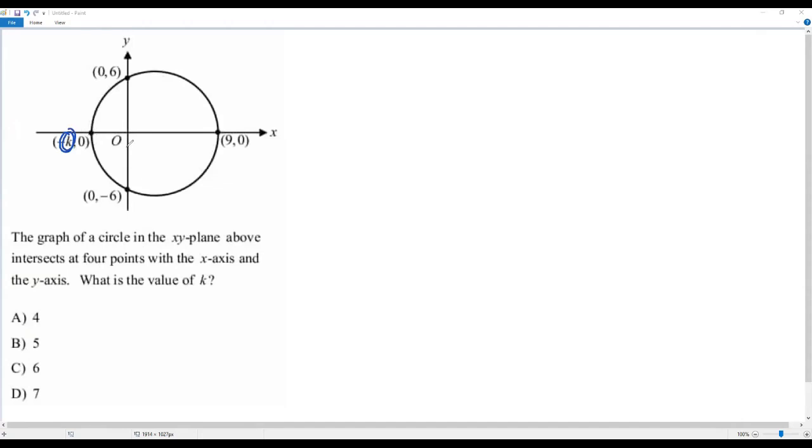When I consider this figure, there are two chords intersecting at a point inside the circle. Whenever two chords intersect at a point inside the circle, the product of the lengths of the segments of one chord is equal to the product of the lengths of the segments of the other chord. Here the two chords intersect at this point.